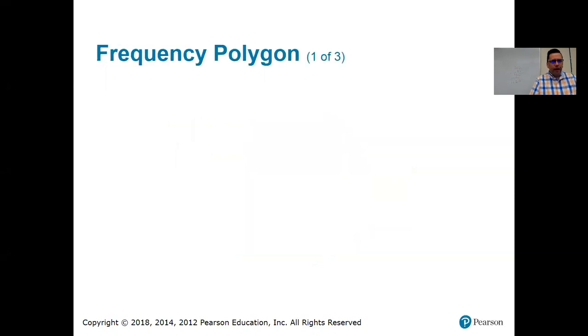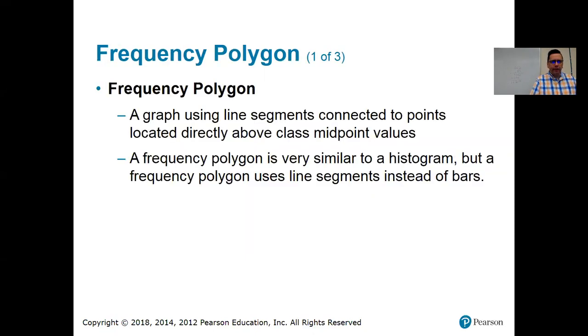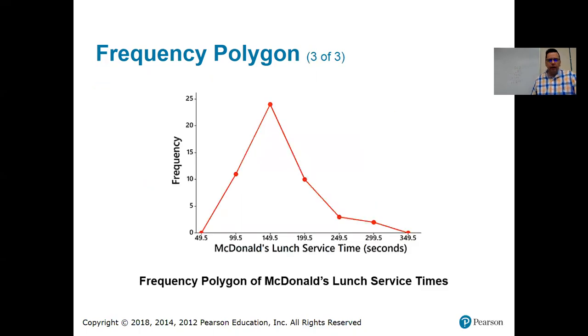Okay. Then we have frequency polygons. That's using line segments connected to points located directly above class midpoint values. Very similar to a histogram. I don't really see any reason why you would pick a frequency polygon over a histogram, or the other way around. They do almost exactly the same thing. Here is your McDonald's. I think I like the histogram a little better, personally.